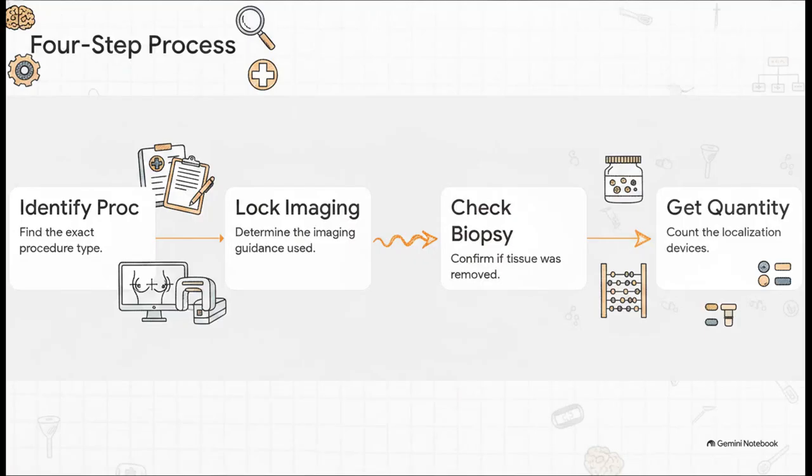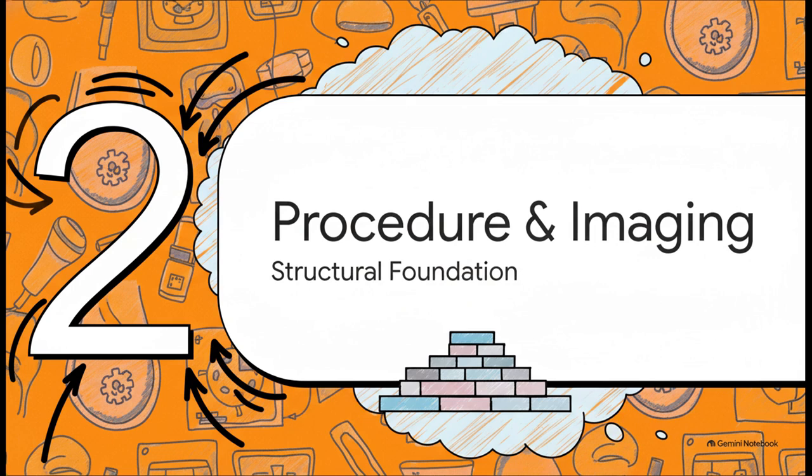And here we go, our ultimate solution. This right here is a repeatable 4-step decision tree that's going to be your best friend. Step 1, identify the procedure. Step 2, lock in the imaging guidance. Step 3, check the biopsy status. And Step 4, determine the quantity. By strictly applying this extraction process, you pull out exactly what you need without making an error, leaving all that chaotic surgical fluff behind.